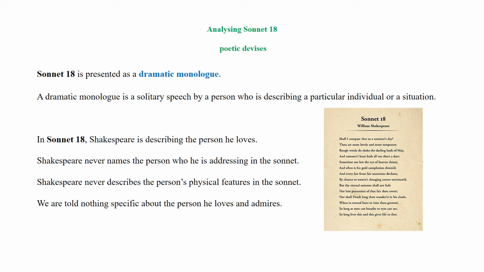Sonnet 18 is presented as a dramatic monologue. A dramatic monologue is a solitary speech by a person who is addressing a particular individual or a situation. In Sonnet 18, Shakespeare is describing the person he loves. Shakespeare never names the person who he is addressing in the sonnet. Shakespeare never describes the person's physical features in the sonnet. We are told nothing specific about the person he loves and admires.